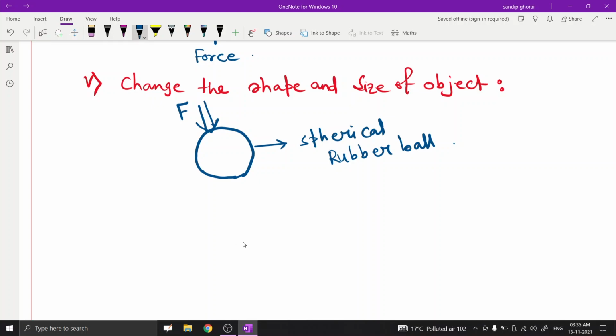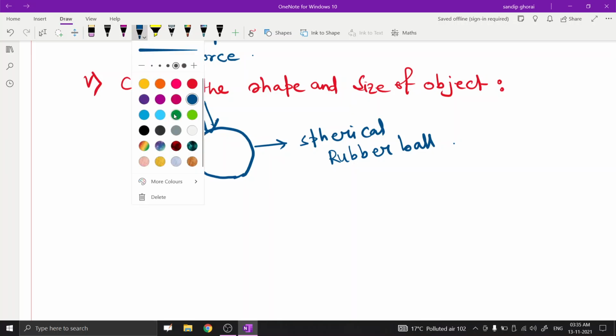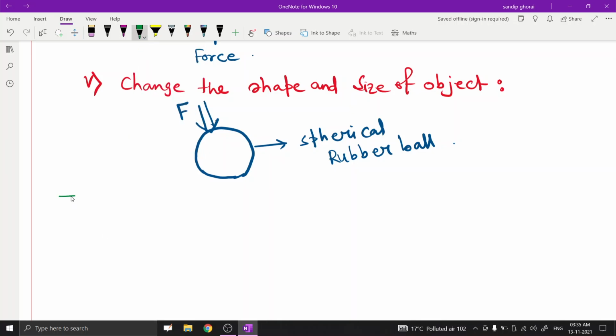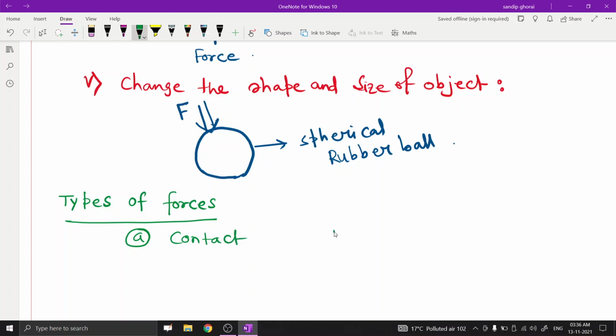Now, the next point is types of forces. What are the types of force? In general, forces can be classified into two main types. One is contact force, and another one is non-contact force.